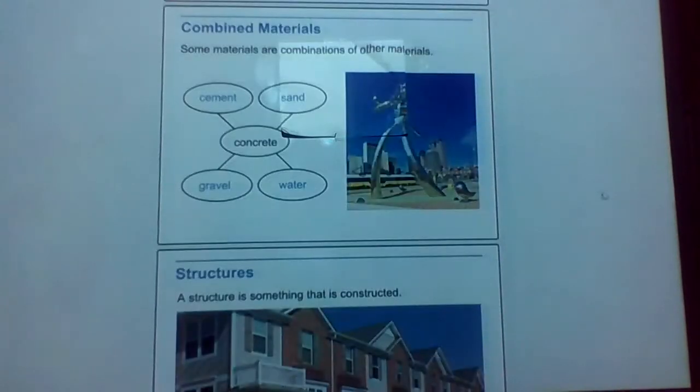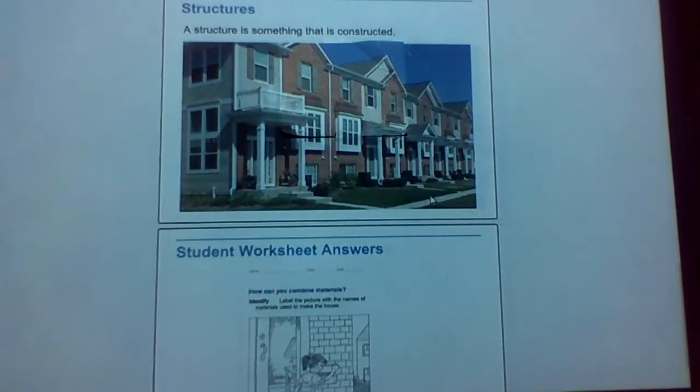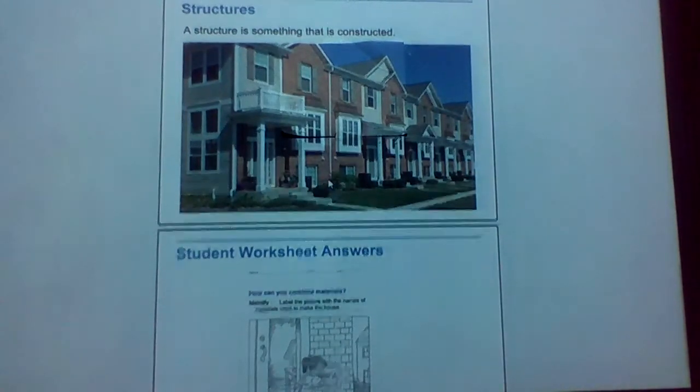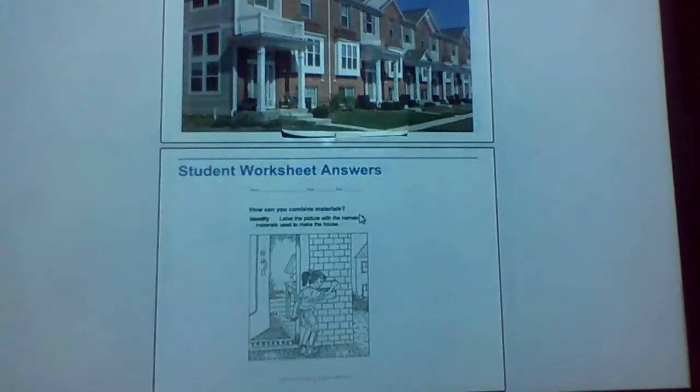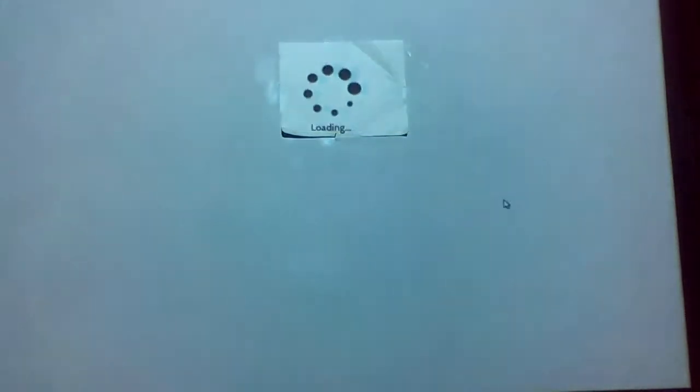All right? So, for instance, we combine materials like concrete here. Concrete is made of other materials to make it strong. So in order to make concrete, they use sand, cement, gravel, and water, which makes it stronger. All right? Again, a structure is something that is constructed. Okay? So make sure you remember that, because that's important.